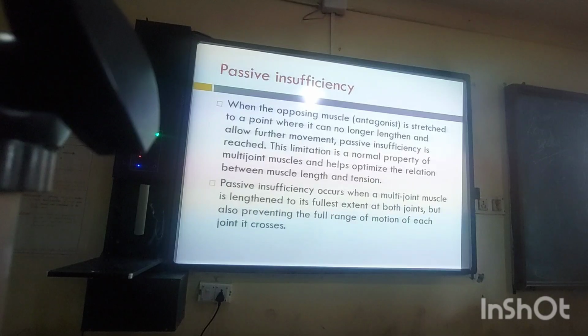Passive insufficiency is again what we know and what we have to think about. When the opposing muscle, that is the antagonist, is stretched to a point where it can no longer lengthen and allow further movement, passive insufficiency is reached. This limitation is the normal property of multi-joint muscles and helps optimize the relationship between muscle length and tension. Now, passive insufficiency occurs when a multi-joint muscle is lengthened to its fullest extent at both the joints, and also prevents the full range of motion of each joint it crosses. Fine. It restricts the range of motion. Are both these sentences clear?